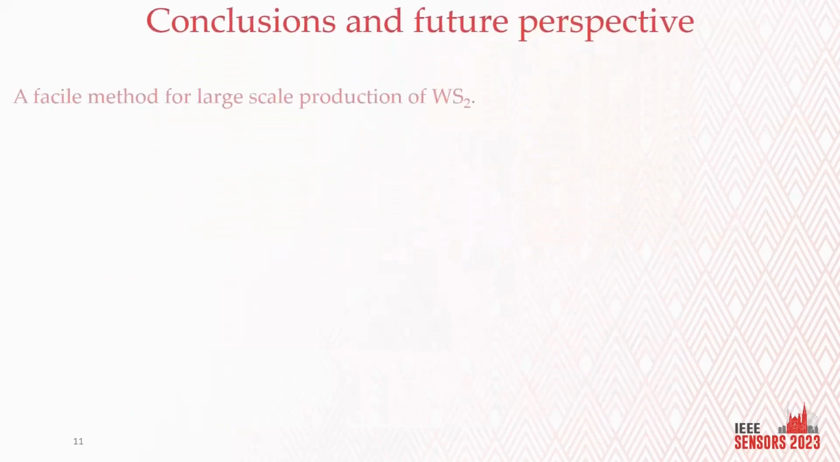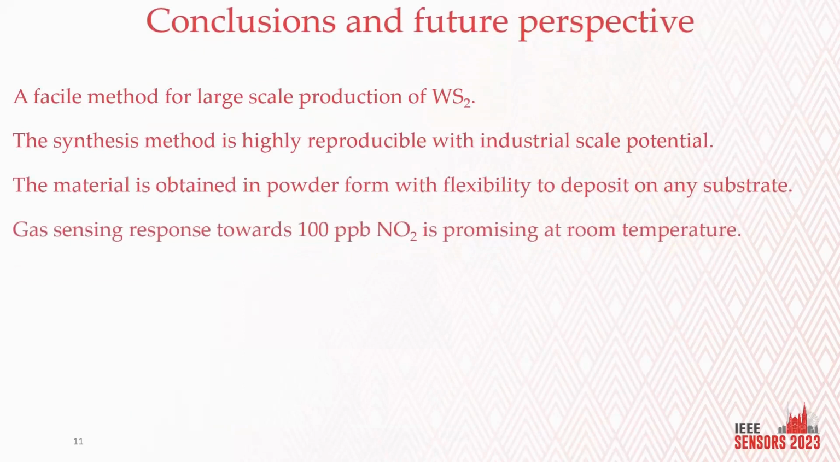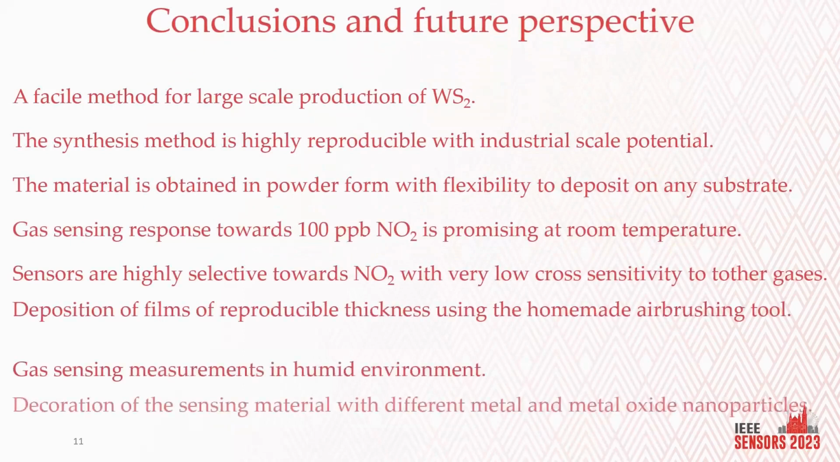So for conclusions and future perspectives, for conclusions, we have developed a facile method for large-scale production of tungsten disulfide. The synthesis method is highly reproducible with industrial scale potential, since we have hundreds of milligrams of yield of our material. And the material we get is in powder form, that, as I mentioned, gives us the flexibility to deposit on any kind of substrate. We checked the gas sensing response towards 100 ppb of NO₂, and it's promising and stable at room temperature, and the sensors are highly selective towards nitrogen dioxide with low cross sensitivity towards other gases.